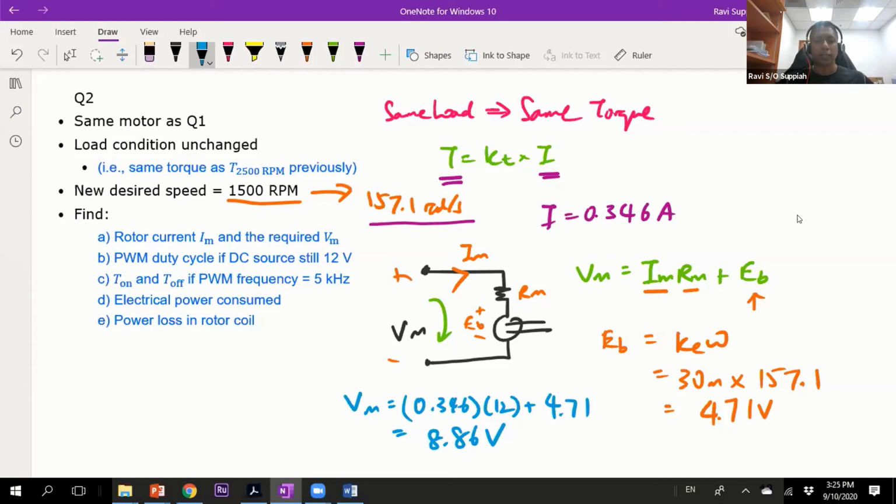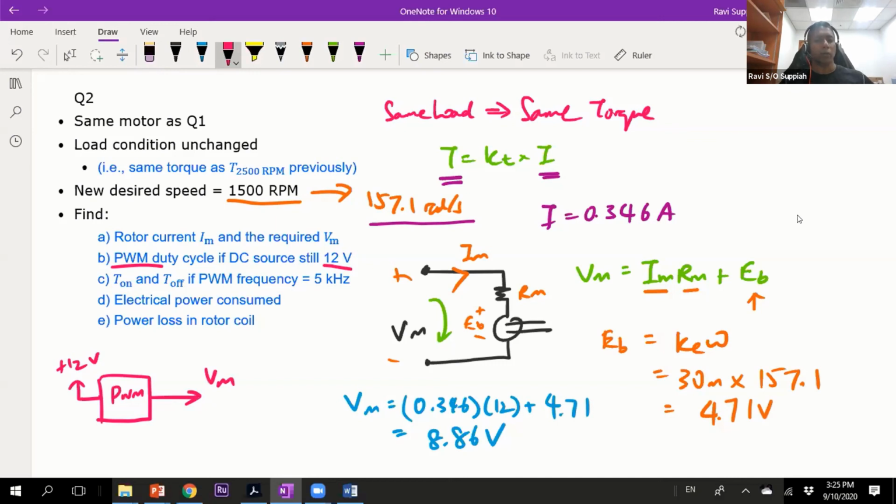Now the next thing is I want to have a VM of 8.86 volt. So what is the duty cycle if the DC source is still 12 volt? What we are saying is I have the system. You can think of it as maybe having a plus 12 volt coming into the system, and I am able to generate some PWM that will drive the motor. So this will basically be my VM.